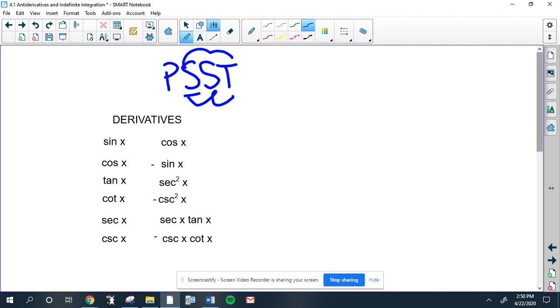So anyhow, let's get back to the integrals. The integrals are the opposite of derivatives. Since the derivative of sine is cosine, that means the integral of cosine must be sine. So that's how everything works. We know that the derivative of secant is secant tangent, so we also know the integral of secant tangent must be secant.